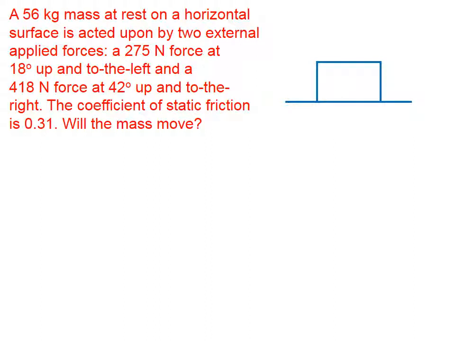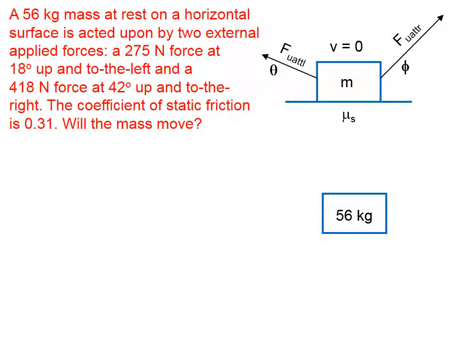A 58 kilogram mass at rest on a horizontal surface is acted upon by two external applied forces. A 275 Newton force at 18 degrees up and to the left, and a 418 Newton force at 42 degrees up and to the right. The coefficient of static friction is 0.31. Will the mass move? Let's draw a free body diagram.